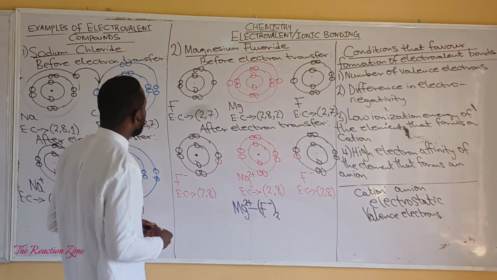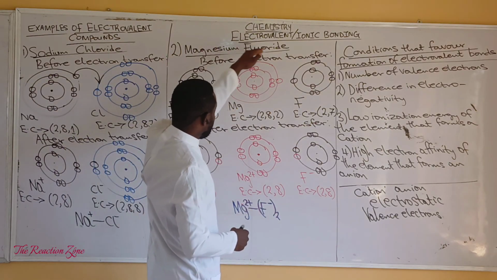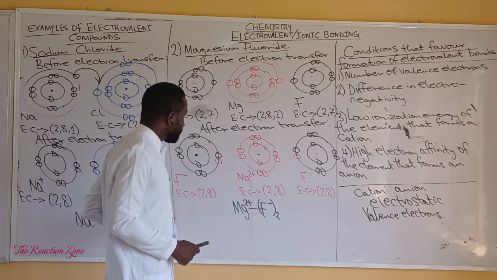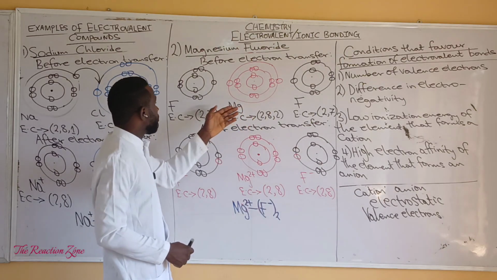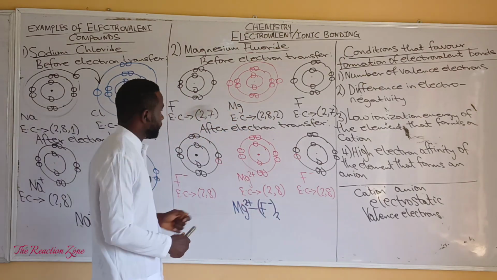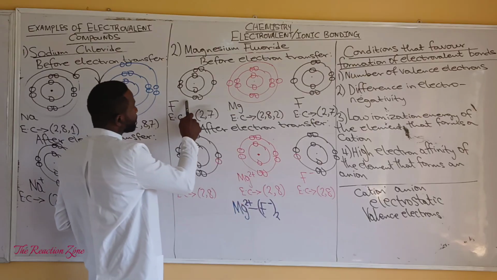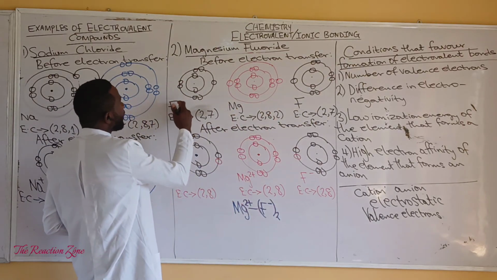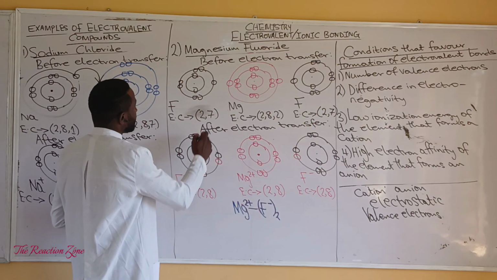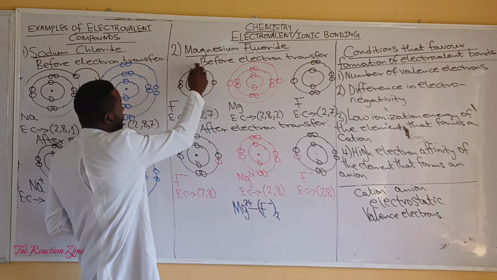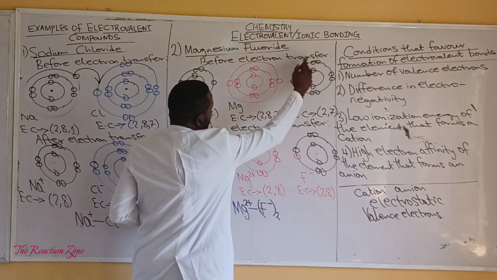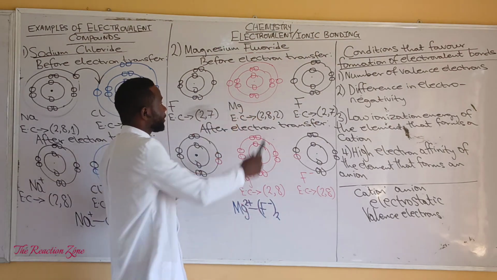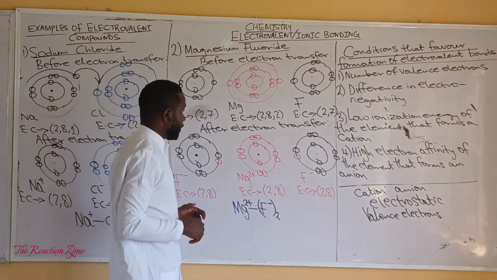The second example is in the formation of magnesium fluoride. For magnesium fluoride to be formed, 1 magnesium atom is going to combine with 2 fluorine atoms. Looking at the structure for the fluorine atoms, it is clear that each fluorine atom has 7 valence electrons, that is 7 electrons in the outermost electron shell. Magnesium, on the other hand, has 2 valence electrons.